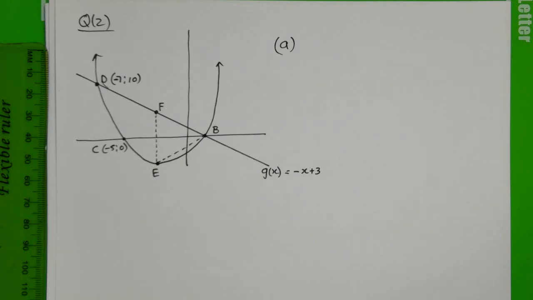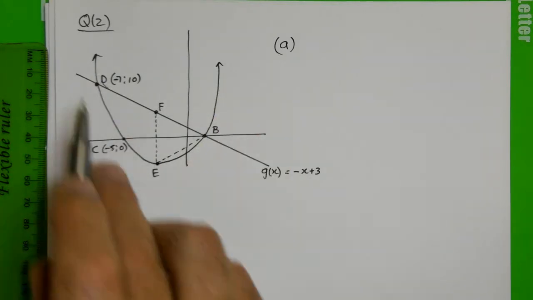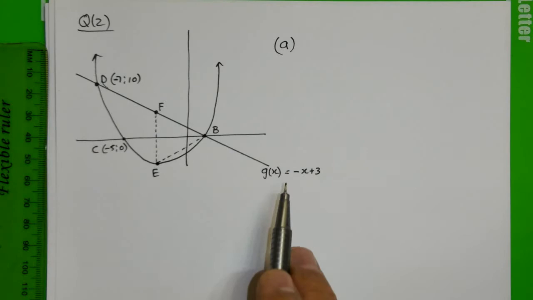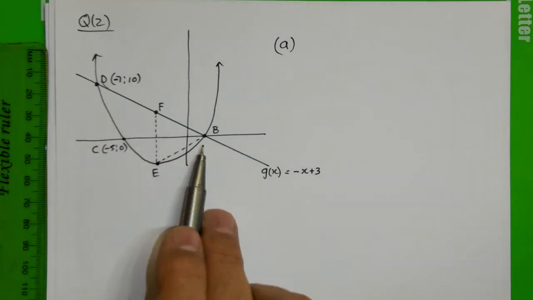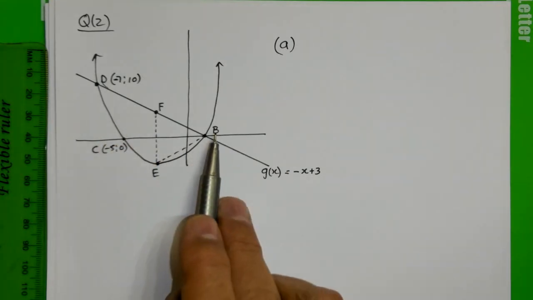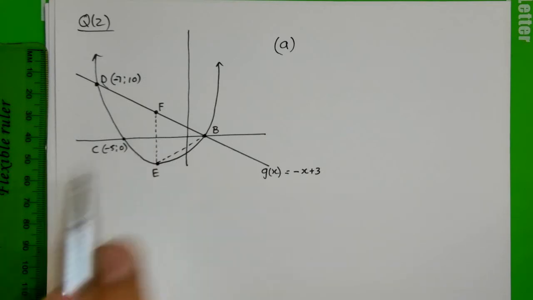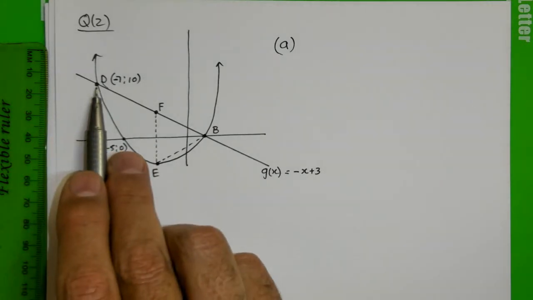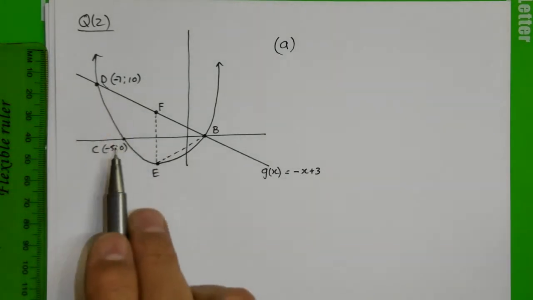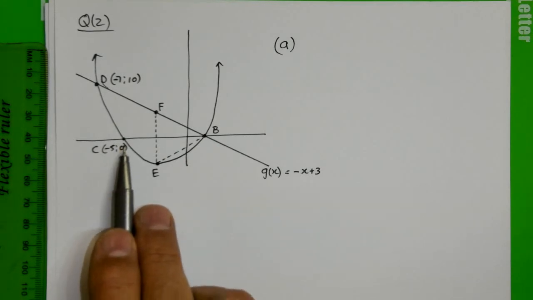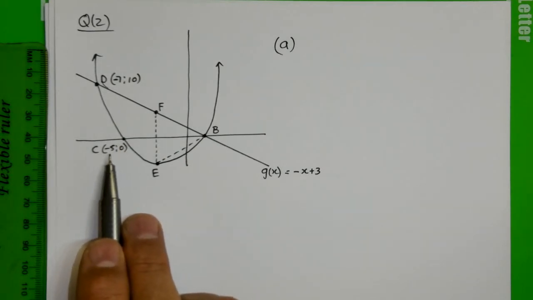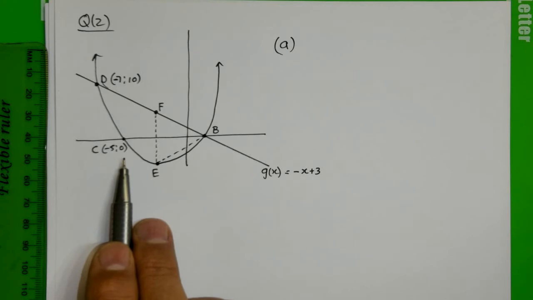Okay, we're on question 2 and we'll split it into 2 parts so the video is not too big. You've got a parabola given, and a linear function that cuts the parabola in points D and B. They did not give us B's coordinates, nor E, nor F. The only things we have is that D is the coordinate pair minus 7 and 10. C, which is the x-intercept, is the coordinate minus 5 and 0.